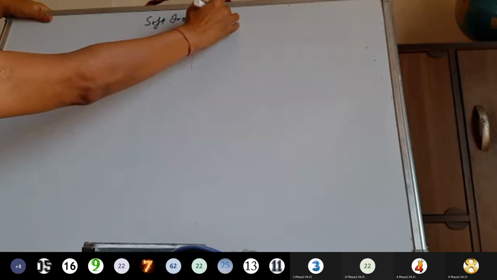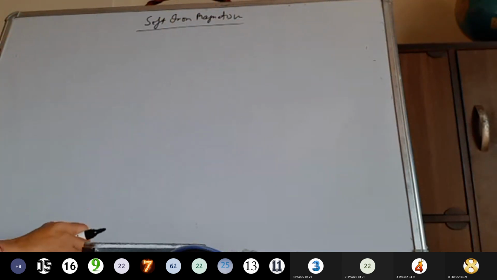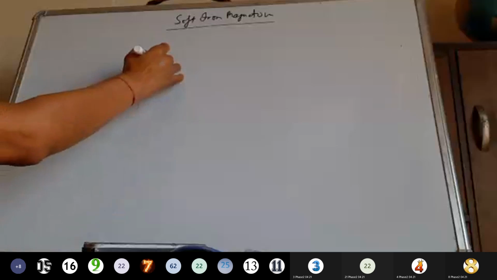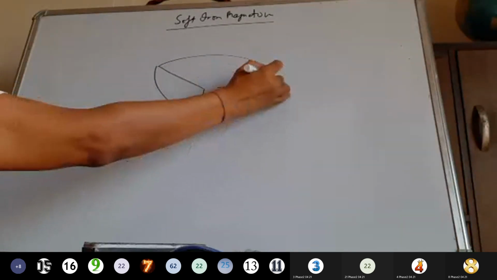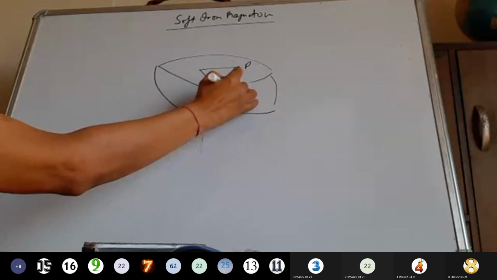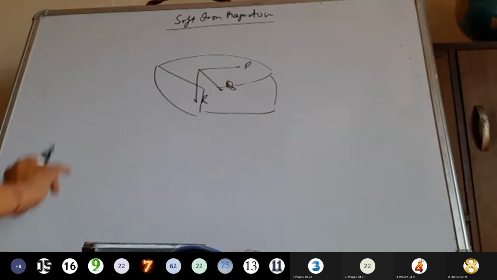Now we go to the next part, that is soft iron magnetism. Soft iron magnetism is, of course, a little bit more complicated compared to hard iron magnetism, because in hard iron magnetism we had these 3 forces: force P, force Q, and force R. And all these 3 forces were permanent forces.